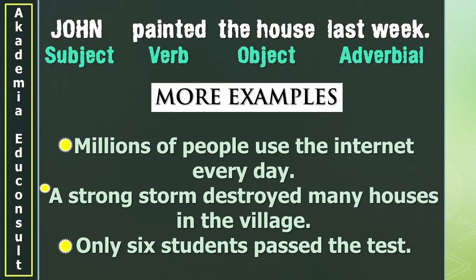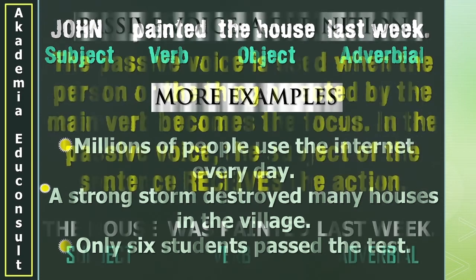Let's see more examples. Millions of people use the internet every day. Millions of people here is our subject, and use is the verb, and the internet is the object. So millions of people perform this action, use, on the internet every day. A strong storm destroyed many houses in the village. Only 6 students passed the test.